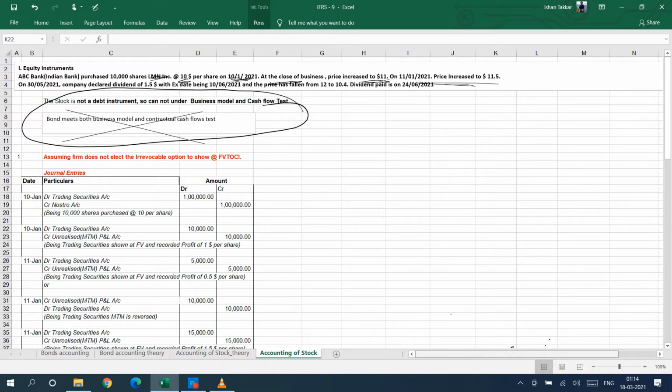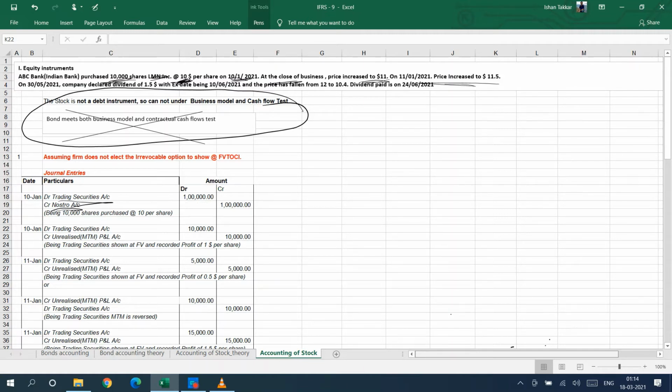So what accounting entry will ABC Bank pass in its books of account? They debit an account called trading securities account and credit Nostro. The Nostro account is the account they have in the US. So trading securities account debit, and the amount is 100K, because one share is $10 and the quantity is 10,000. So 100K debit, 100K credit. I hope it's clear.